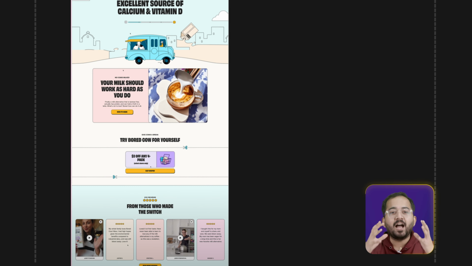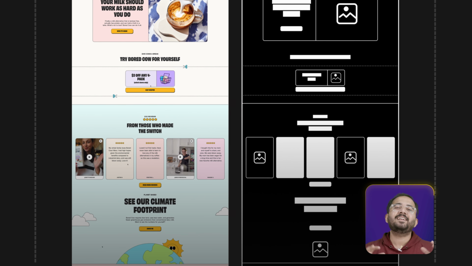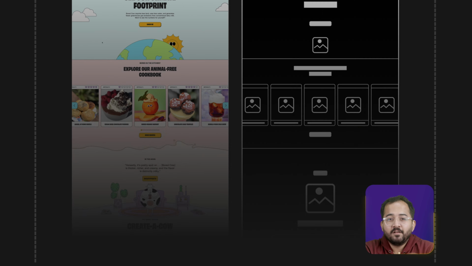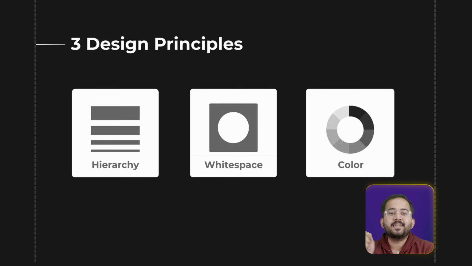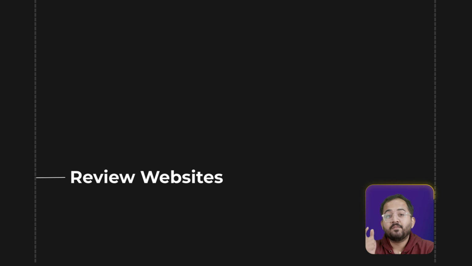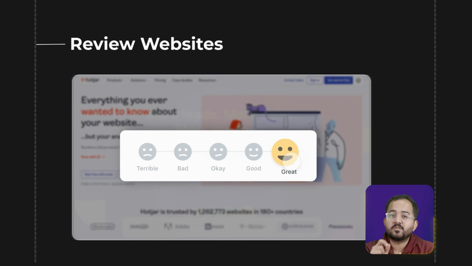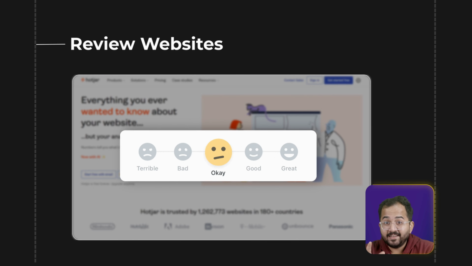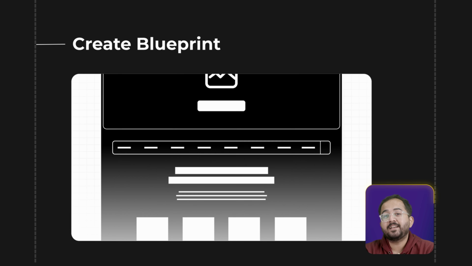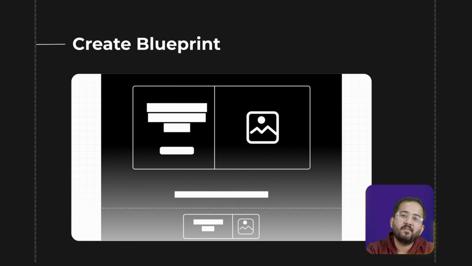So in this video, I'll show you how you can create the best site layout in just 5 minutes. First, we will learn about the 3 main design principles. Second, we will review few websites to create a list of do's and don'ts. And in the end, we will see how you can create a blueprint for the best layout for your website.